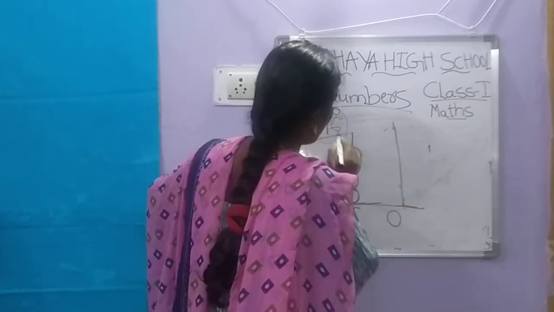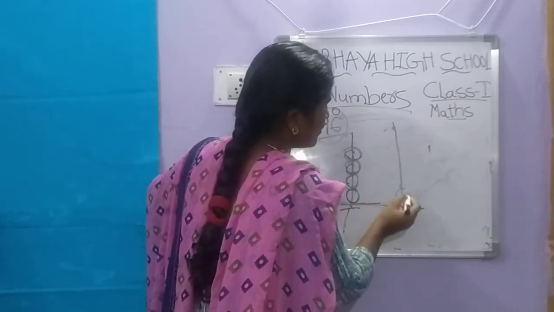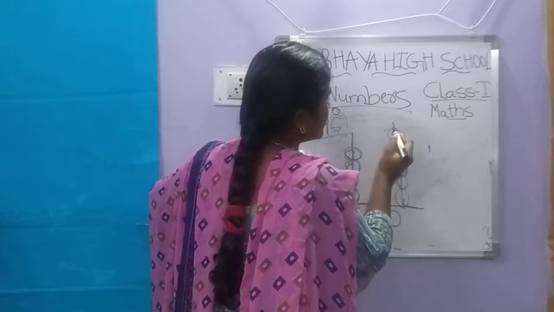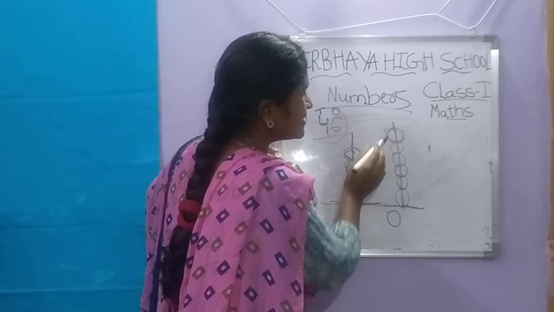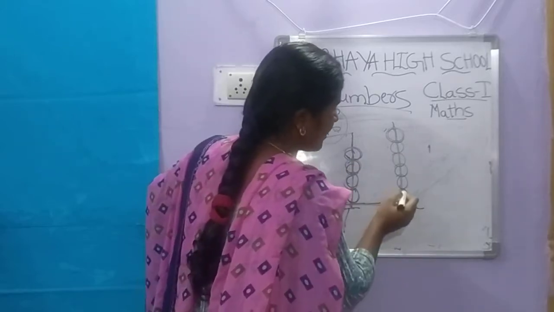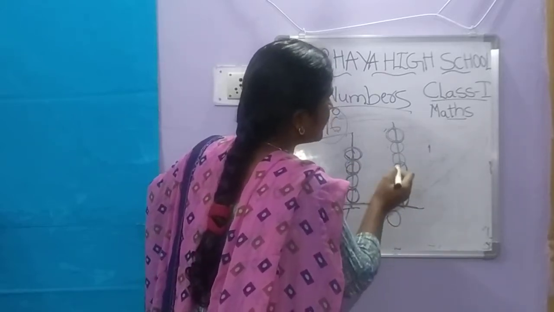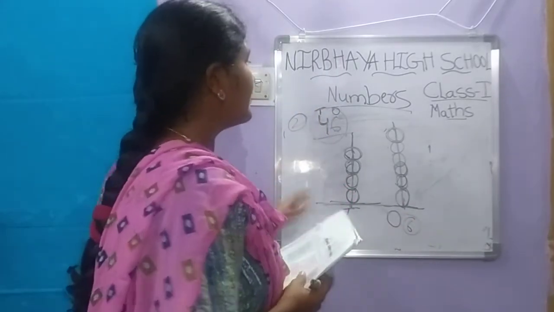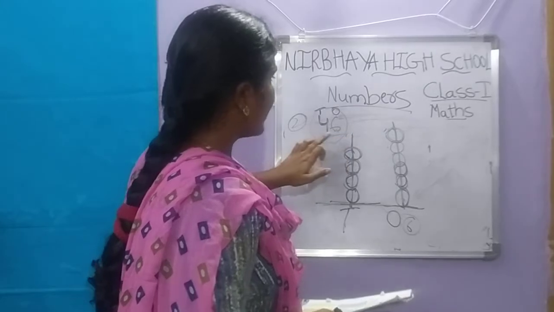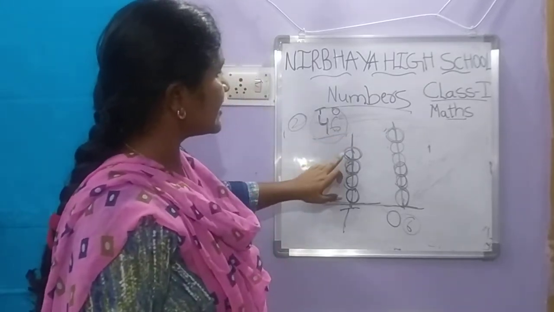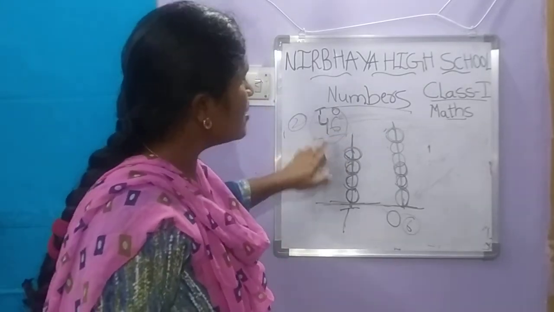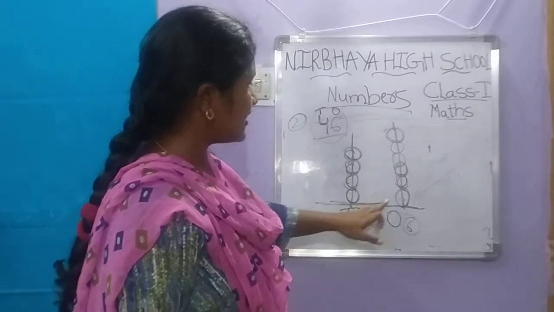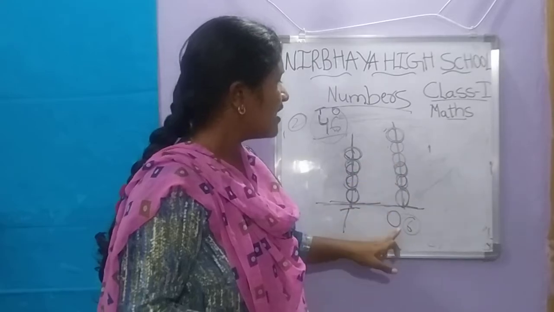Next, how many ones are there? 6 ones. So 1, 2, 3, 4, 5, 6. How many ones? 6. So we have to draw 6 beads in the ones place. So this is the abacus process. We draw 4 beads in the tens place, and next we draw 6 beads in the ones place.